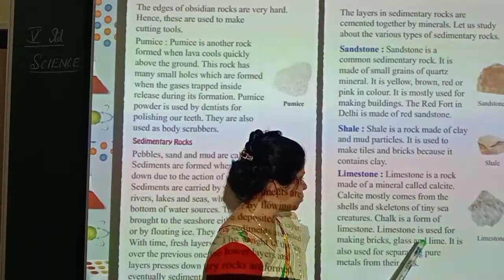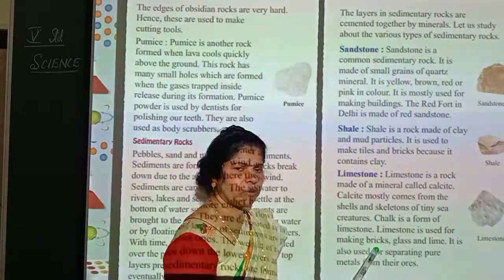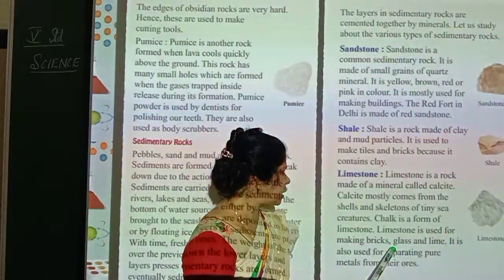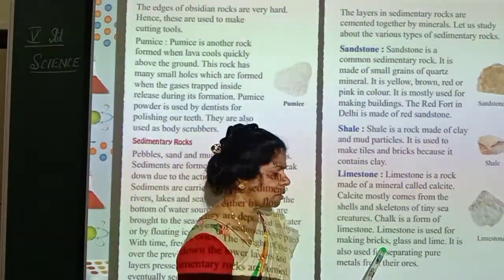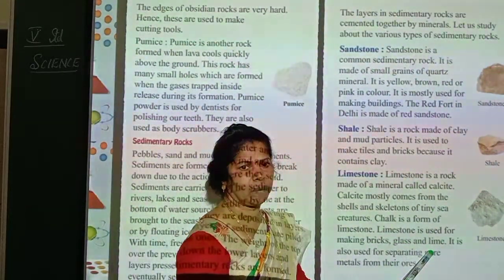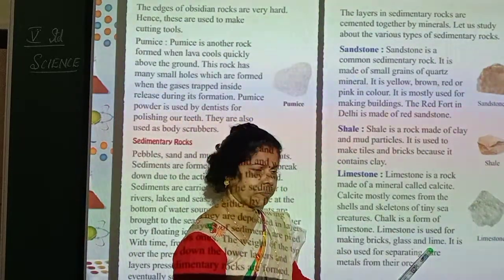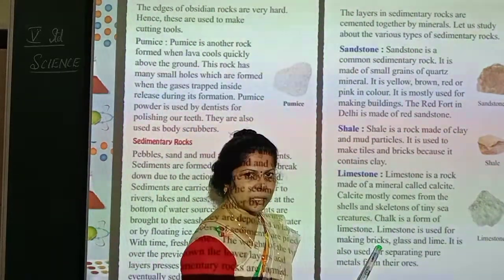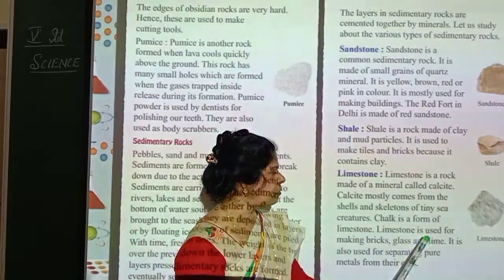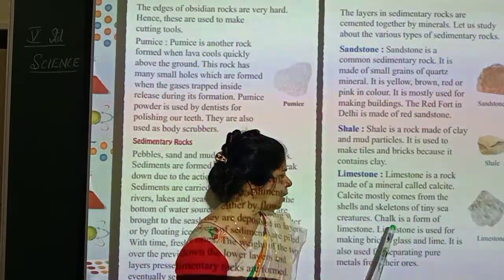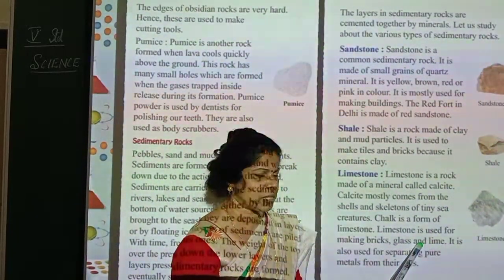So limestone is used for making bricks. See what all we are using limestone for? It is for making bricks, glass and lime. Sunna, lime is sunna here. Understood? So for making bricks, for making glass and for making lime, they use the limestone. While calcite is present in that.